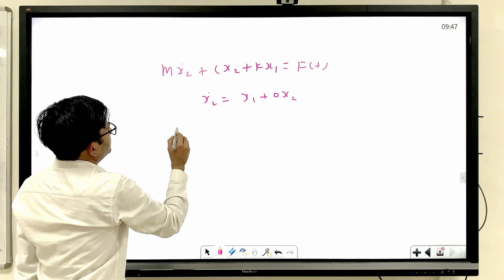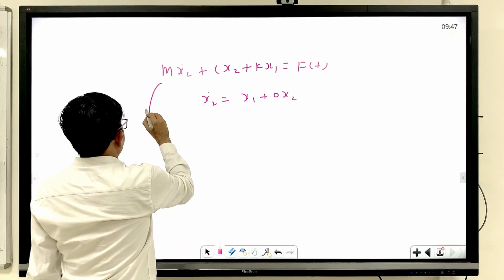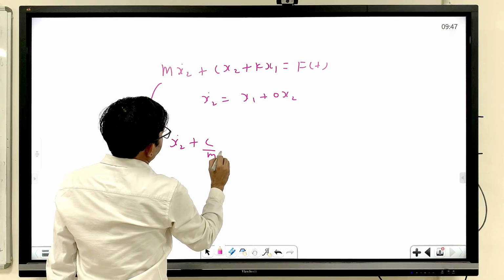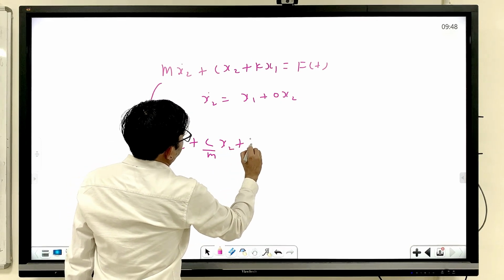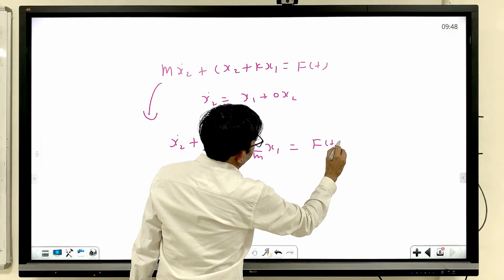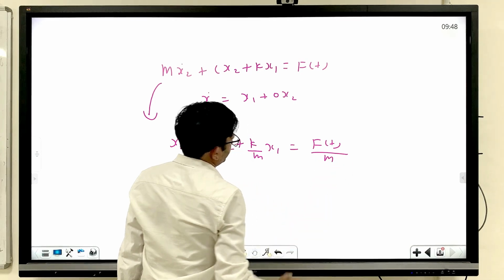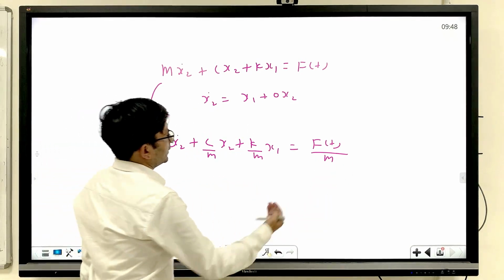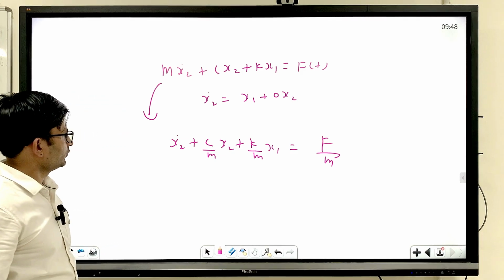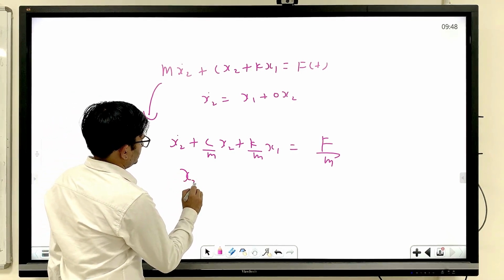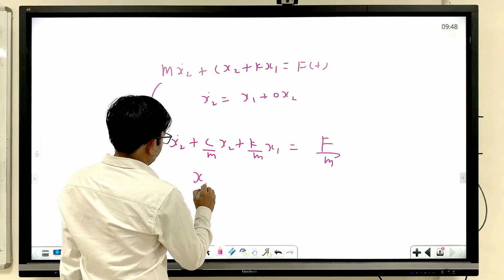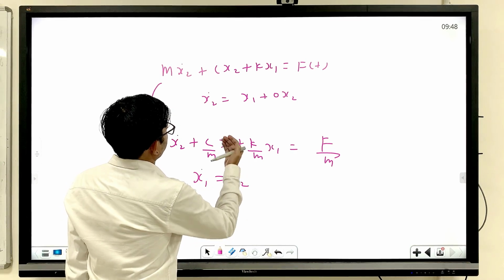So now in matrix form you can write, you can divide this by m. So what will you get? x2 dot plus c by m x2 plus k by m x1 equal to f of t by m, or you generally call it F by m. And the second equation is x1 dot equal to x2.